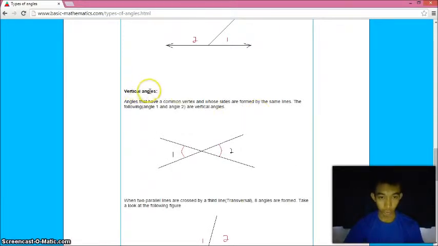Next, vertical angles. The definition of vertical angles is angles that have a common vertex and whose sides are formed by the same lines. So here, angle 1 and angle 2 share a common vertex here in the middle, and the sides are formed by the same lines. So these are the lines and these are the sides. The sides are formed by the same lines here.